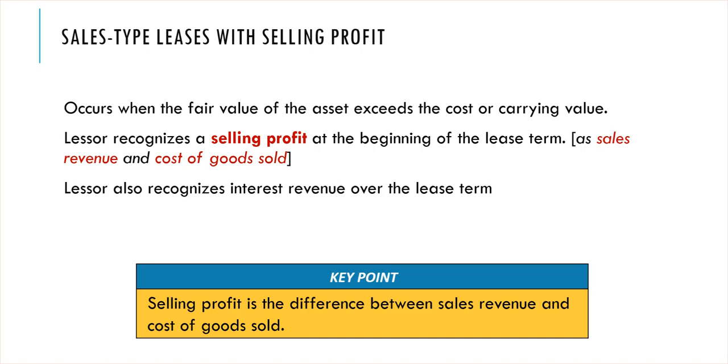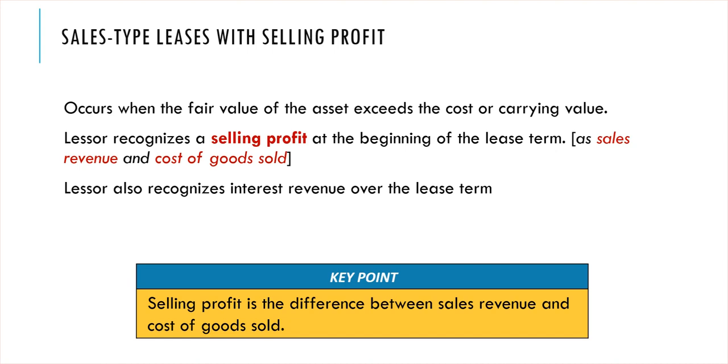So when you have this situation and you have selling profit, you recognize the profit as being the difference between the sales revenue and cost of goods sold, and that is the owner, the lessor. And again, the other benefit, if you show it this way instead of showing it as an accounts receivable, is you show interest revenue.